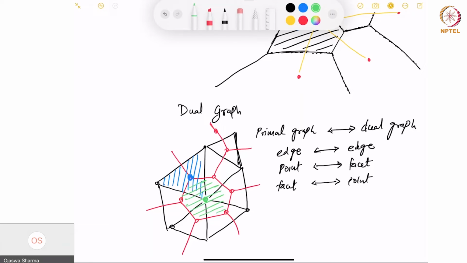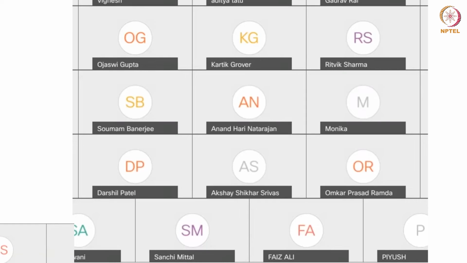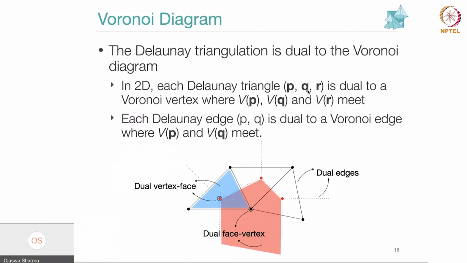This is the primal dual relationship. Given a dual graph, I can go to the primal graph. Given a primal graph, I can go to the dual graph. So that's just a quick discussion on primal and dual. So in our case, the Delaunay is dual to the Voronoi diagram, and it's very easy to go back and forth between them.